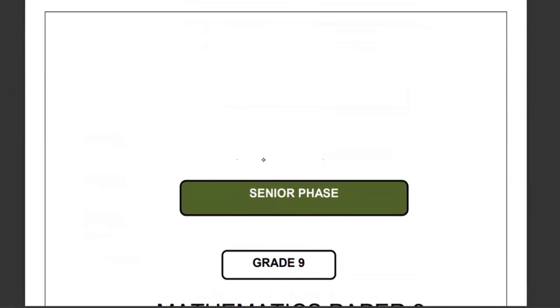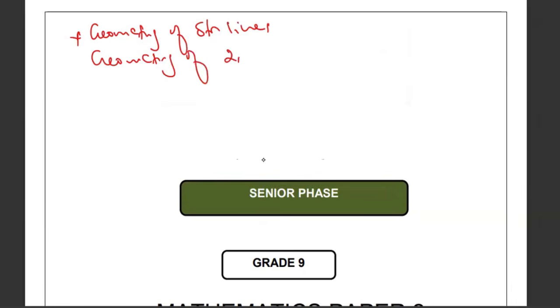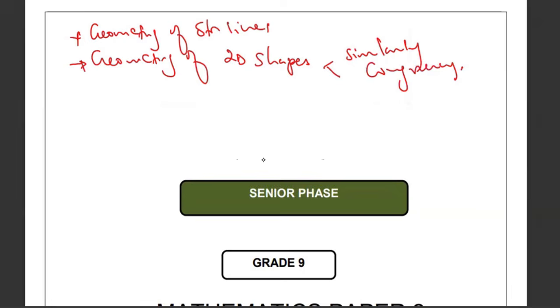So topics to do with the geometry of straight lines, okay? We also have the geometry of 2D shapes. And then under the geometry of 2D shapes, we can talk about similarity and congruence. And then from there, we can have our measurements.